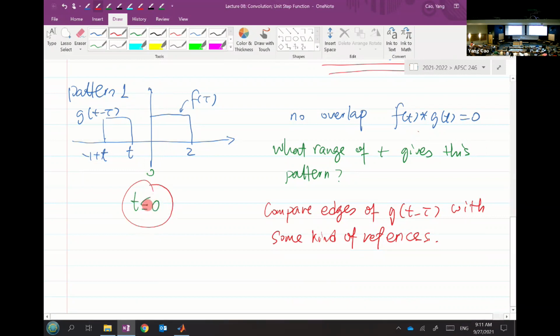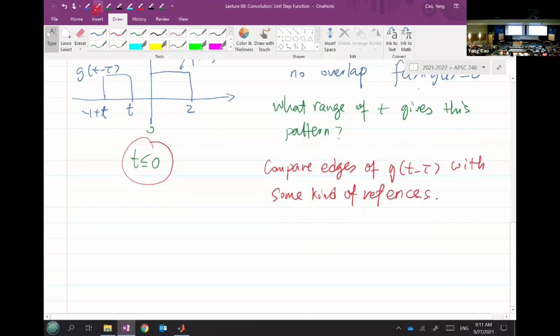Now, sometimes you ask, should I have an equal sign or not? Actually, it doesn't matter. You can put an equal sign here, or you can put an equal sign in the next range, okay? Because they're going to be a continuous range, right? Which is fine. Good. So that's your pattern 1. Now let's look at other patterns.